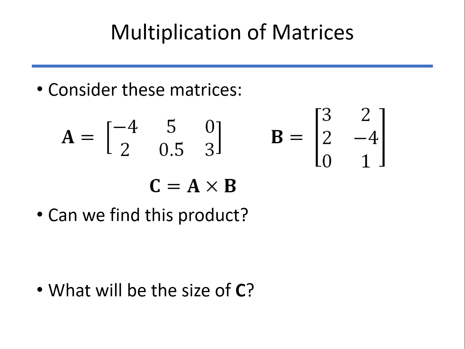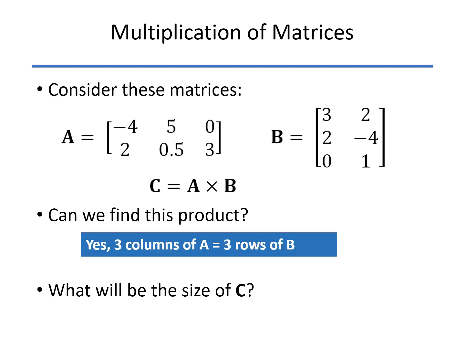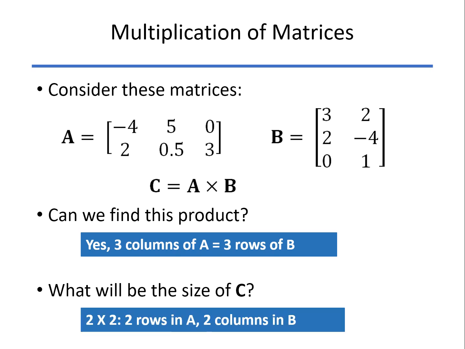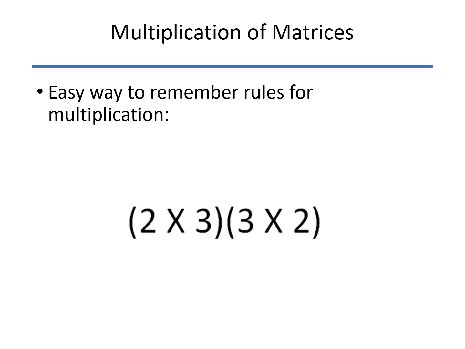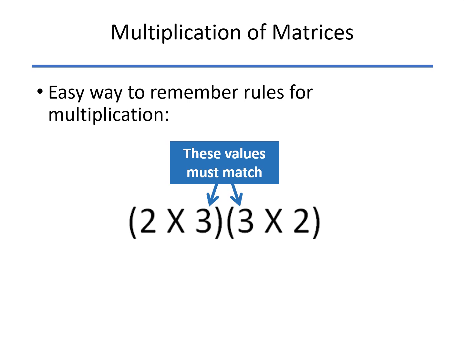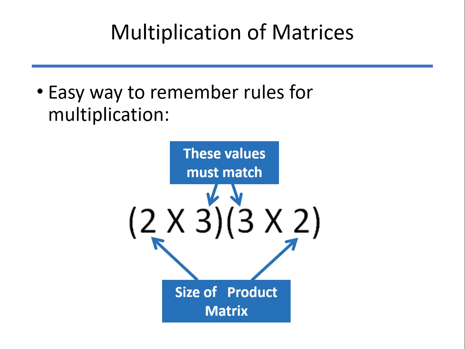So if we look at these, if we're going to multiply A cross B, we've got a 2 by 3 multiplied by a 3 by 2. And yes, we can multiply those two together. The size will end up being a 2 by 2. Now here's an easy way to remember that. I'm multiplying a 2 by 3 by a 3 by 2, just write them next to each other like that. Those middle values have to match, otherwise matrix multiplication is not possible. If they do match, then the outer values are going to end up being the size of that product matrix.